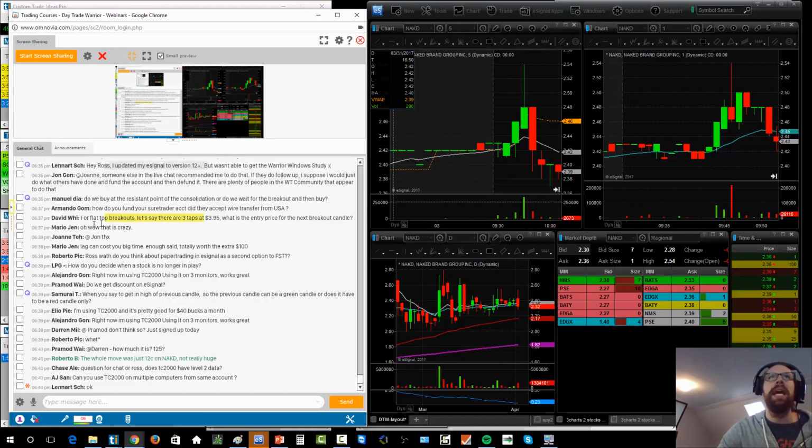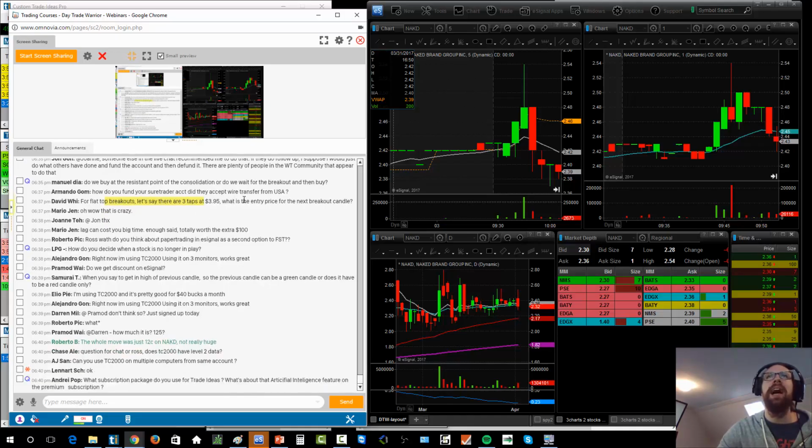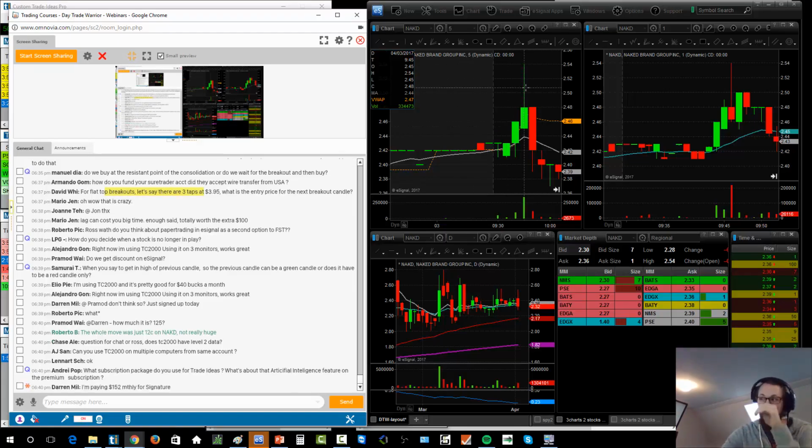David, flat top breakout. Let's say there's 3 taps at 395. What is the entry price for the next breakout candle? It's 395. Flat top breakout because you've tapped that level once, and then twice, and then 3 times. So we're looking to get in at 395. And then, of course, we'd be looking for almost an immediate break over the $0.50 or the whole dollar.